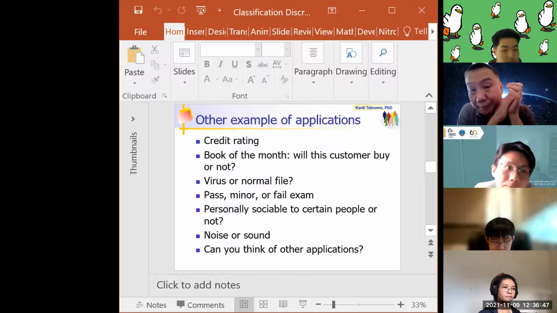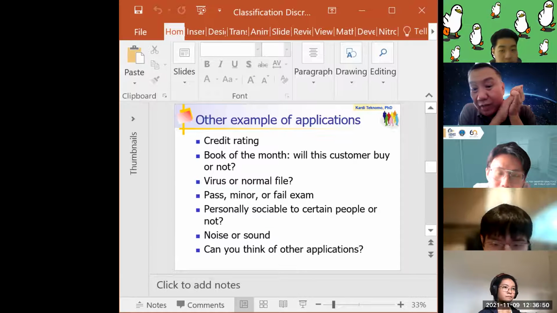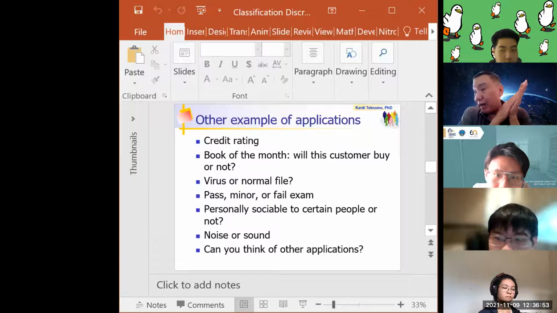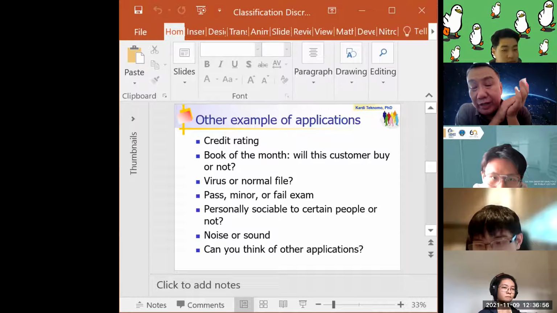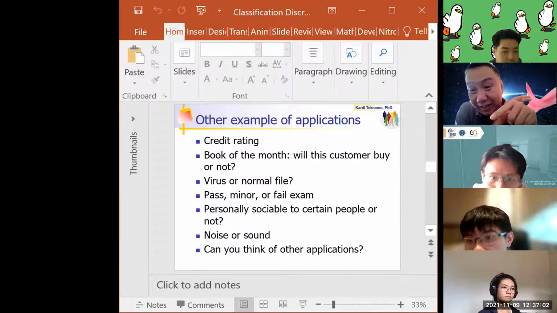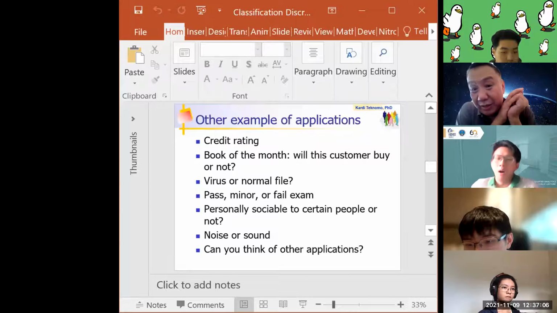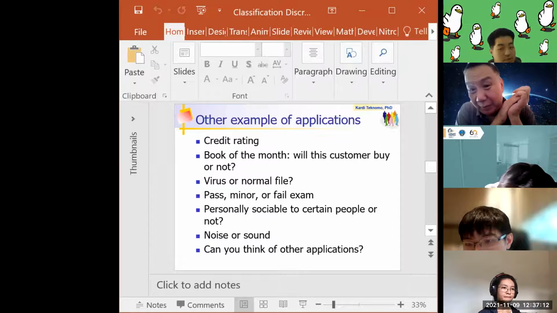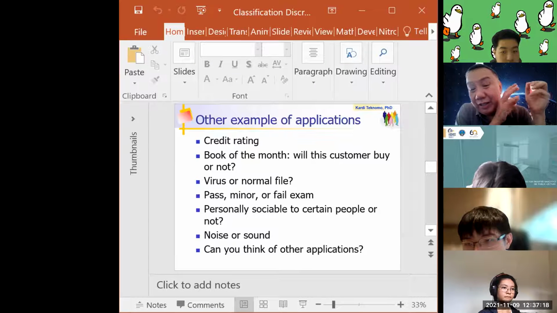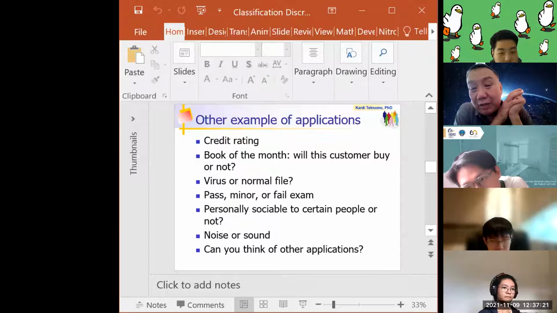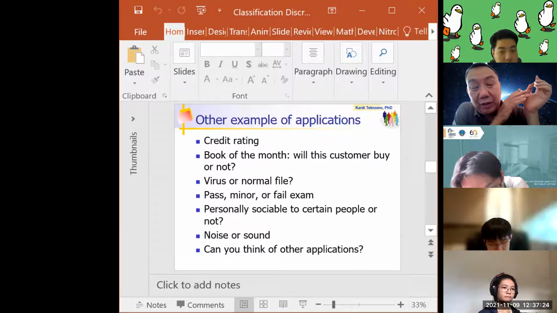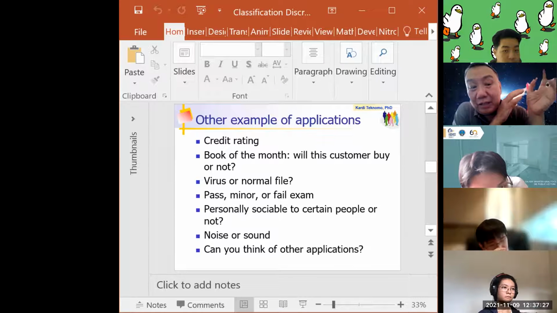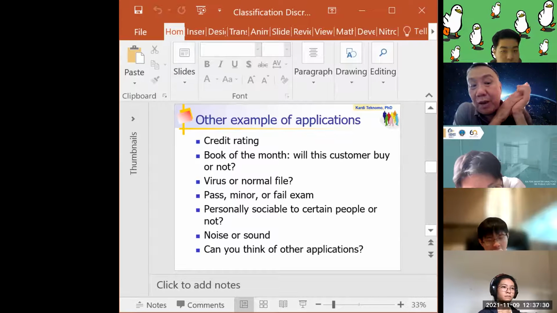Do you know Book of the Month? Have you ever heard about Book of the Month? This is a company in the US. If you join, they will send you two books for free. If you like it, you will pay them for the book that they send. If you don't like it, you can return the book. Clearly they are using a kind of classification, right? Otherwise they would have gone bankrupt a long time ago. The classification that you will use is whether this type of customer will actually buy or not.